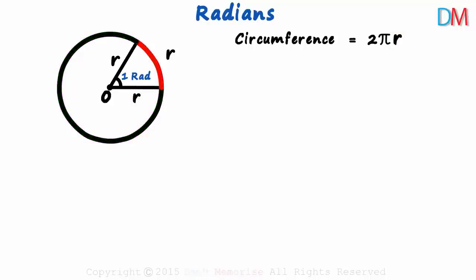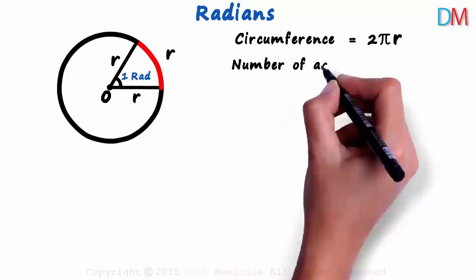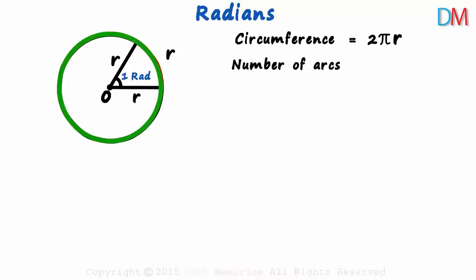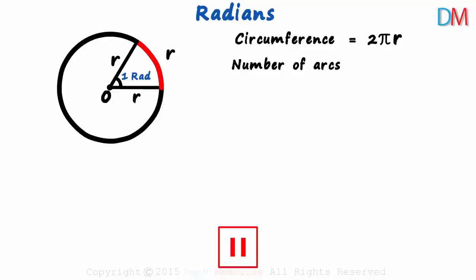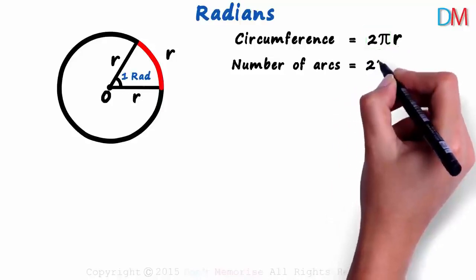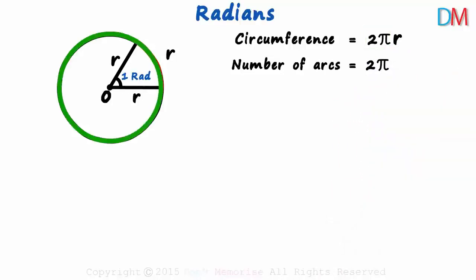Now listen to the next question well. How many such arcs would you need to cover the entire boundary of the circle? Let me repeat the question. How many such arcs of length r would you need to cover the circumference of the circle? Pause the video and see if you can work through this on your own. The length of the arc is r and the circumference is 2 pi r. Yes, 2 pi r. It means we would need 2 pi such arcs to cover the circumference.